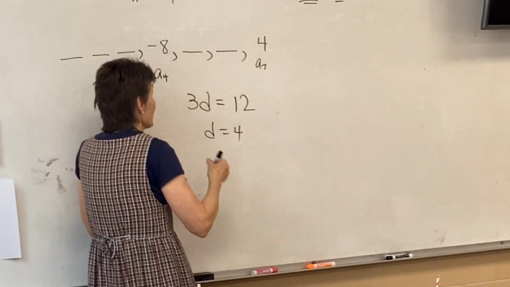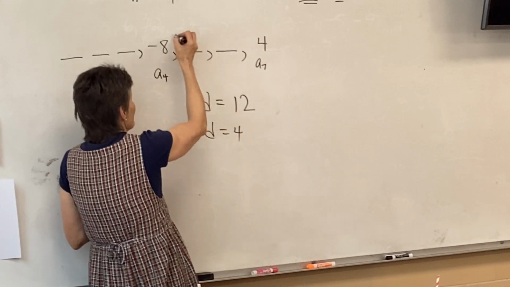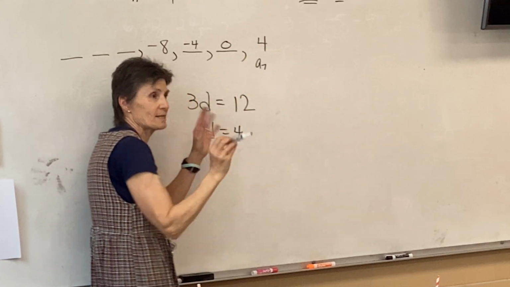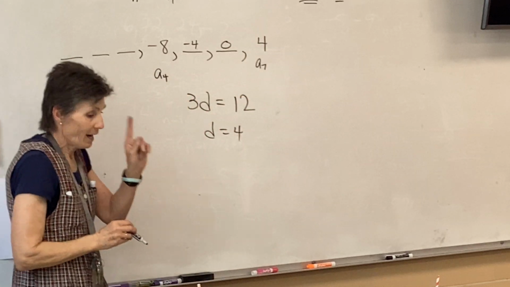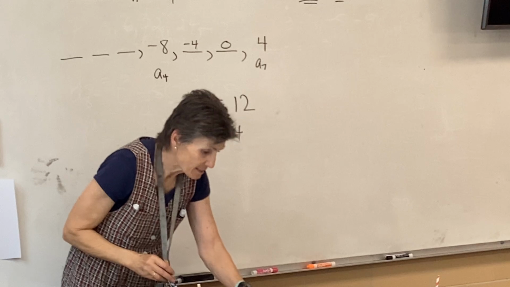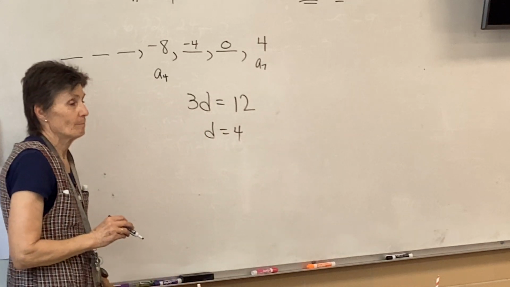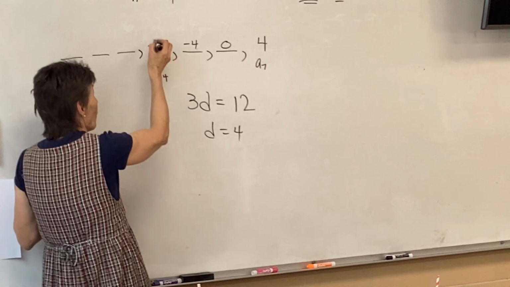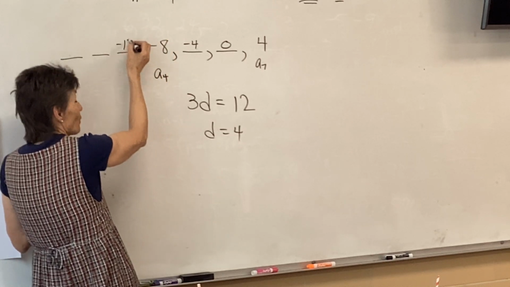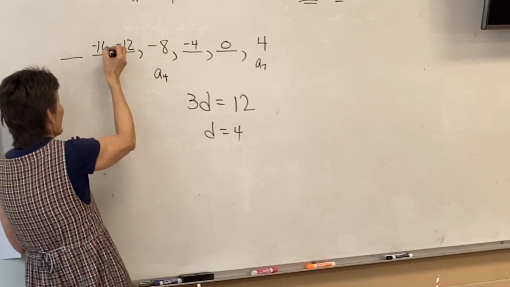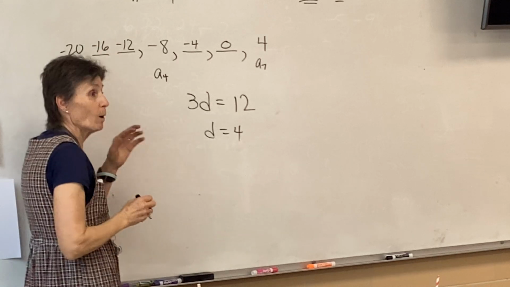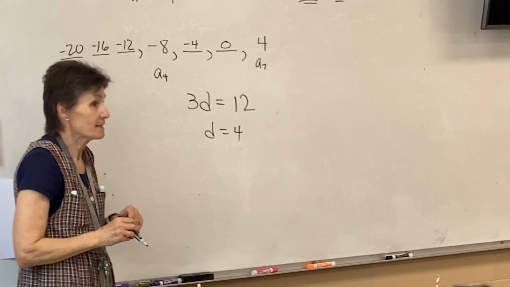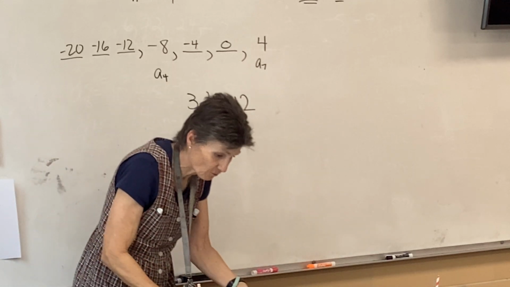Just what Dana kept saying. So if you add 4, you're at -4, then 0, then 4. But it says, find the first term. So go backwards. Instead of adding 4, I will subtract, subtract, subtract. So what is the first term? -20. That's it. It just says find the first term. Okay.